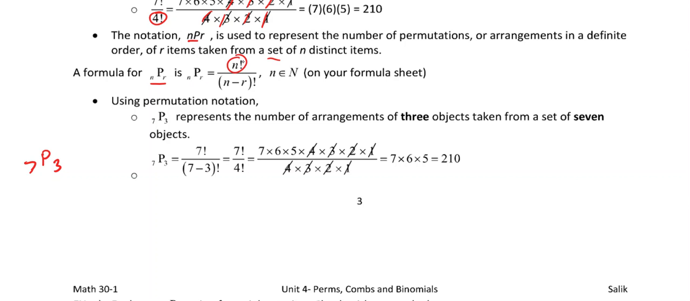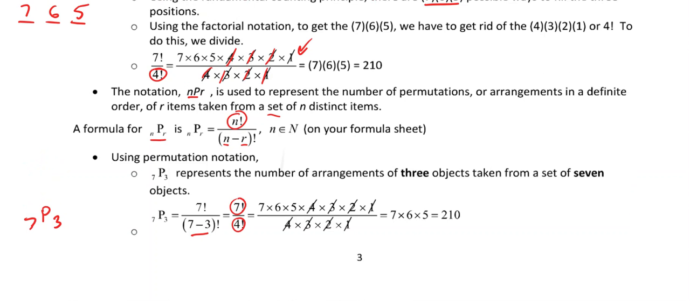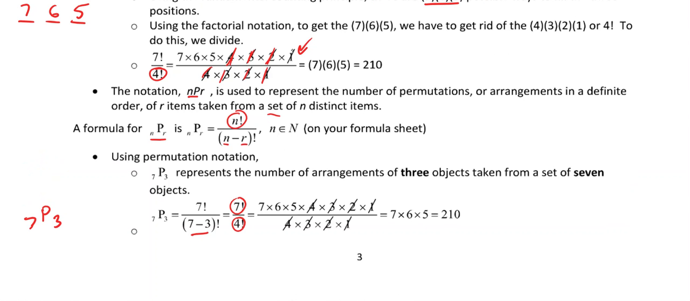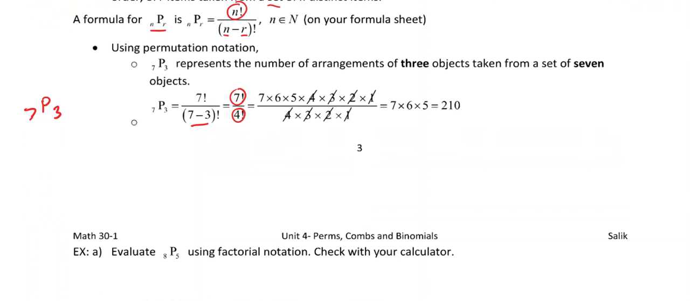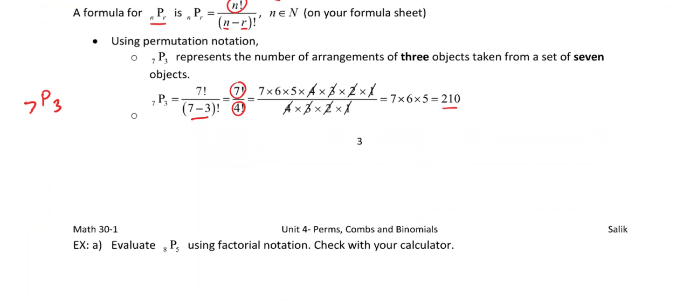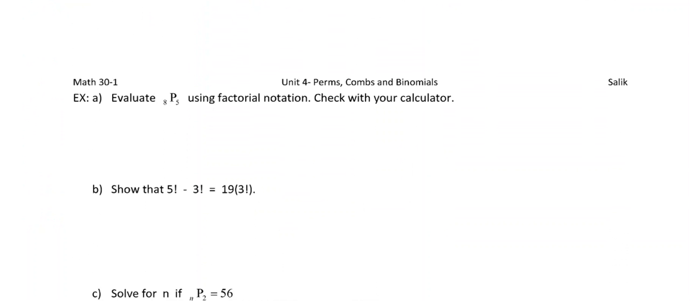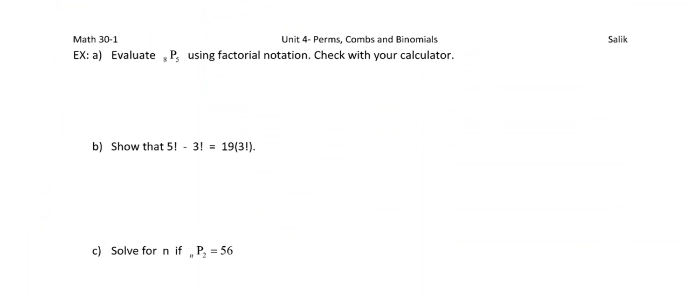So that'd be like 7 factorial over 7 minus 3 factorial, like in our example. Well, that would be the same thing as 7 divided by 4 factorial, which was just canceling out those, right? That's all it was doing. It was just canceling out what we needed to there, which would be 210.